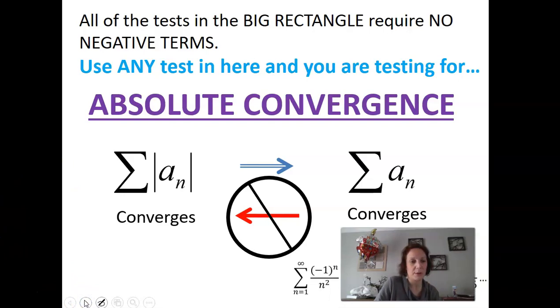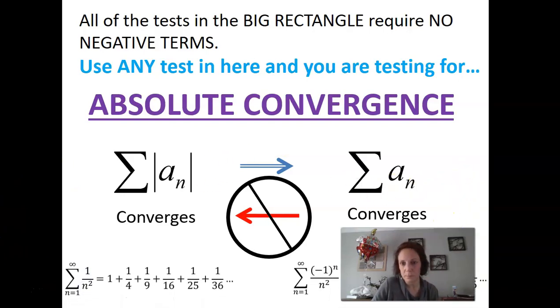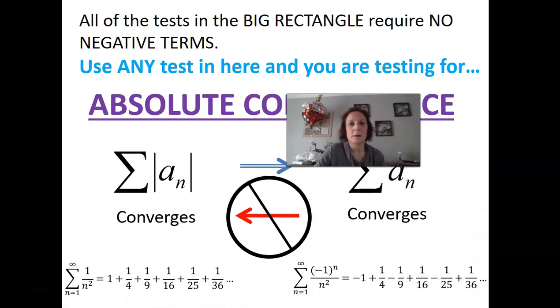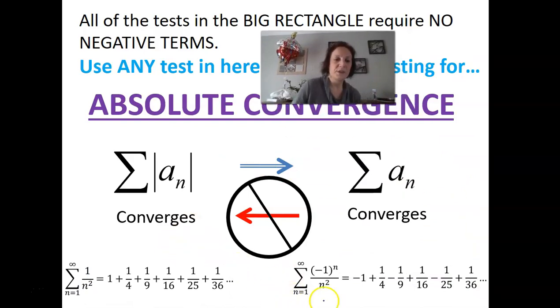Okay, so I want to just show you a couple series here. Here is a series, -1 to the n over n squared. So -1 plus 1/4 minus 1/9 plus 1/16 minus 1/25 plus 1/36 minus 1 over 49, and so on and so on and so on, right? This has negatives in it. Well, we'll get to this in a minute. I want to know if this thing converges. It has negatives in it.